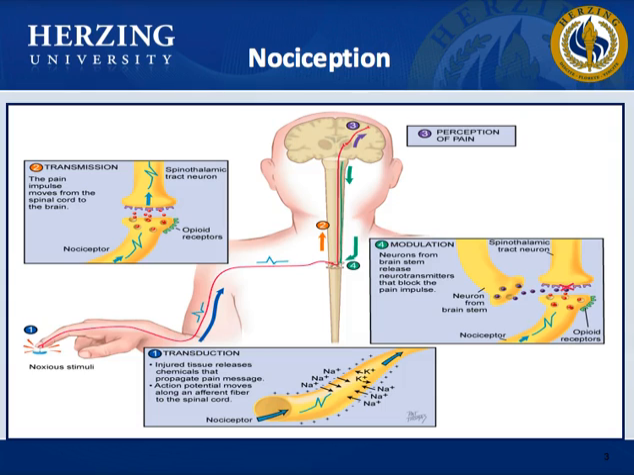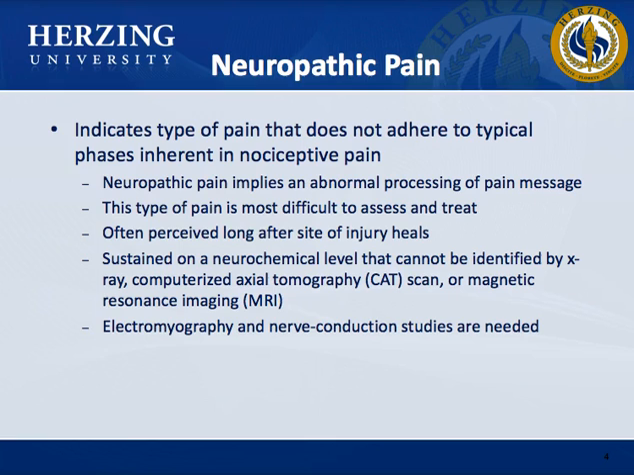Nociception occurs in 4 phases. The 4 phases are transduction, transmission, perception, and modulation, which are explained on your slide. This pain typically is predictable and time limited based on the extent of the injury. Neuropathic pain does not adhere to typical and predictable phases. It implies an abnormal processing of the pain message as a result of injury of the nerve fibers. It is sustained on a neurochemical level.